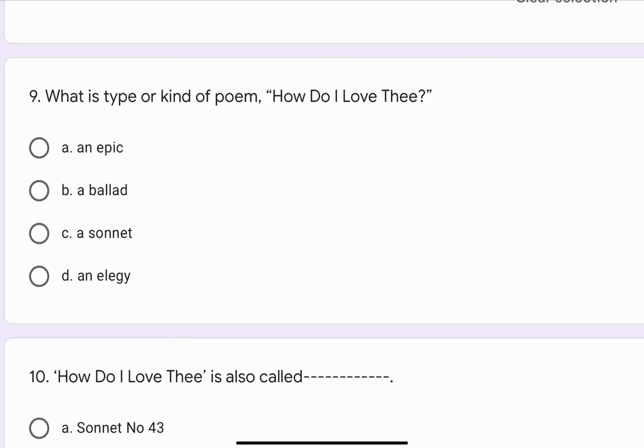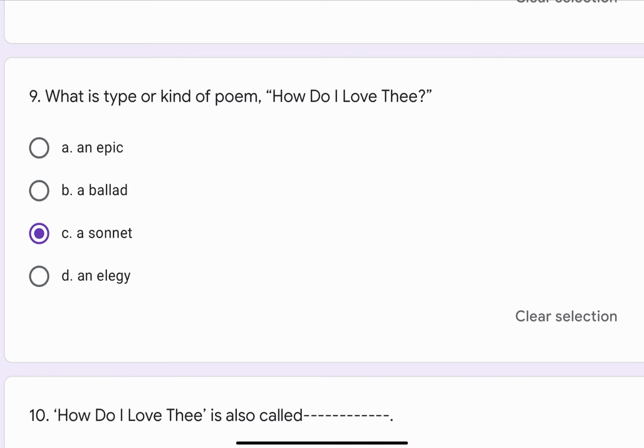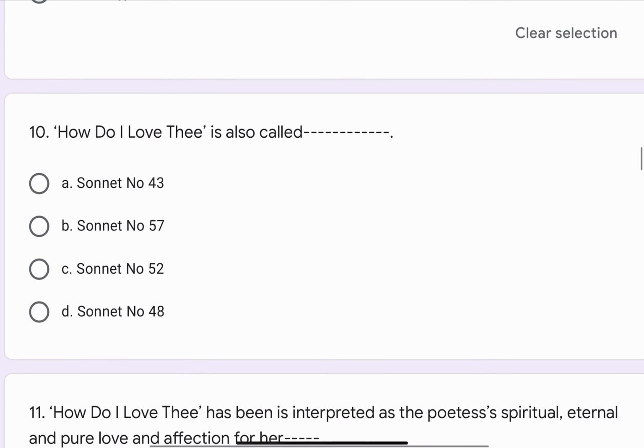Question number 9. What is the type or kind of poem How Do I Love Thee? Options are A. An epic, B. A ballad, C. A sonnet, or D. An elegy. Correct option is C. A sonnet.